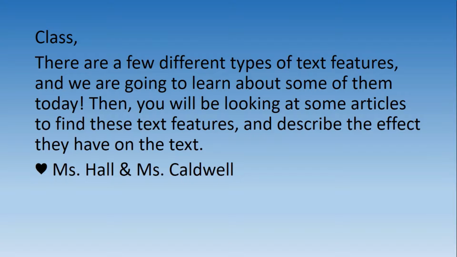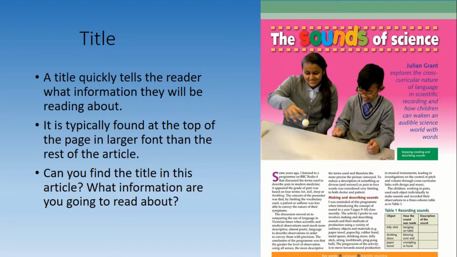Okay, so we're going to introduce the different types of text features today. Then you will be looking at some articles to find these text features and describe the effect that they have on the text. So the first text feature we are going to look at is the title. A title quickly tells the reader what information they will be reading about. It is typically found at the top of the page in larger font than the rest of the article.